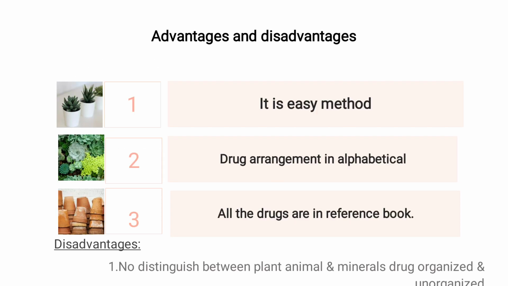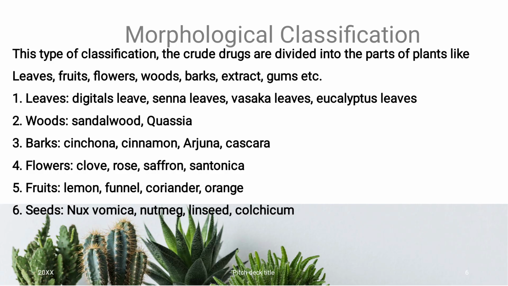The advantages and disadvantages. First, it is an easy method. Second, drugs are arranged alphabetically. And the last one, all drugs are in the reference books. These are the advantages of alphabetical classification. Disadvantages. First, there is no distinction between plant, animal and mineral drugs, or organized and unorganized drugs.